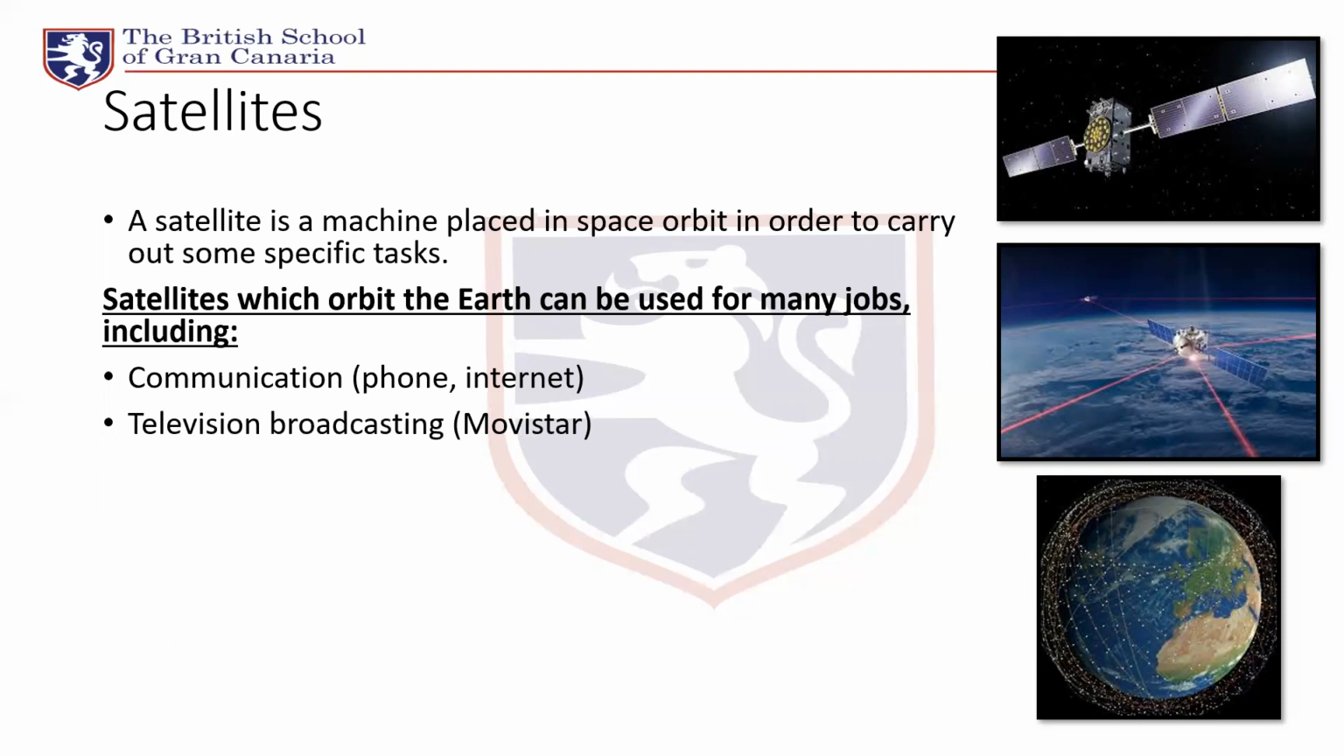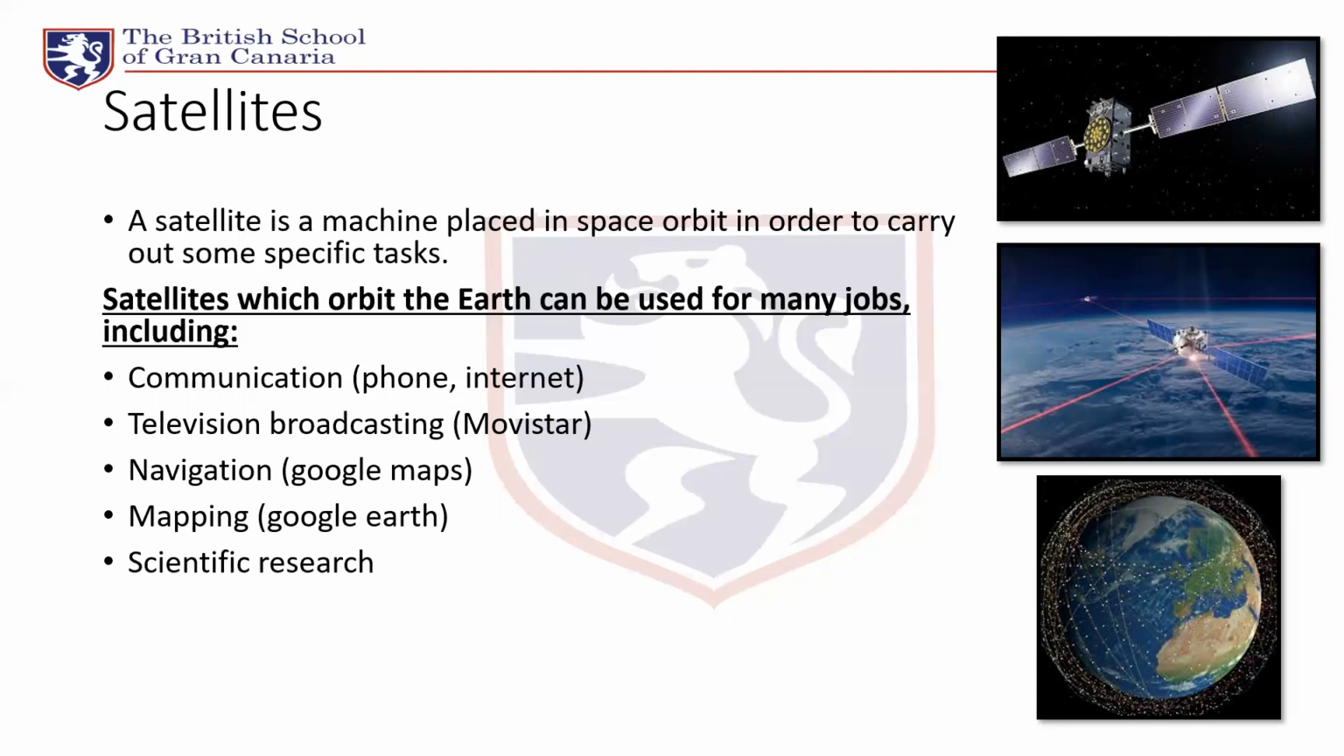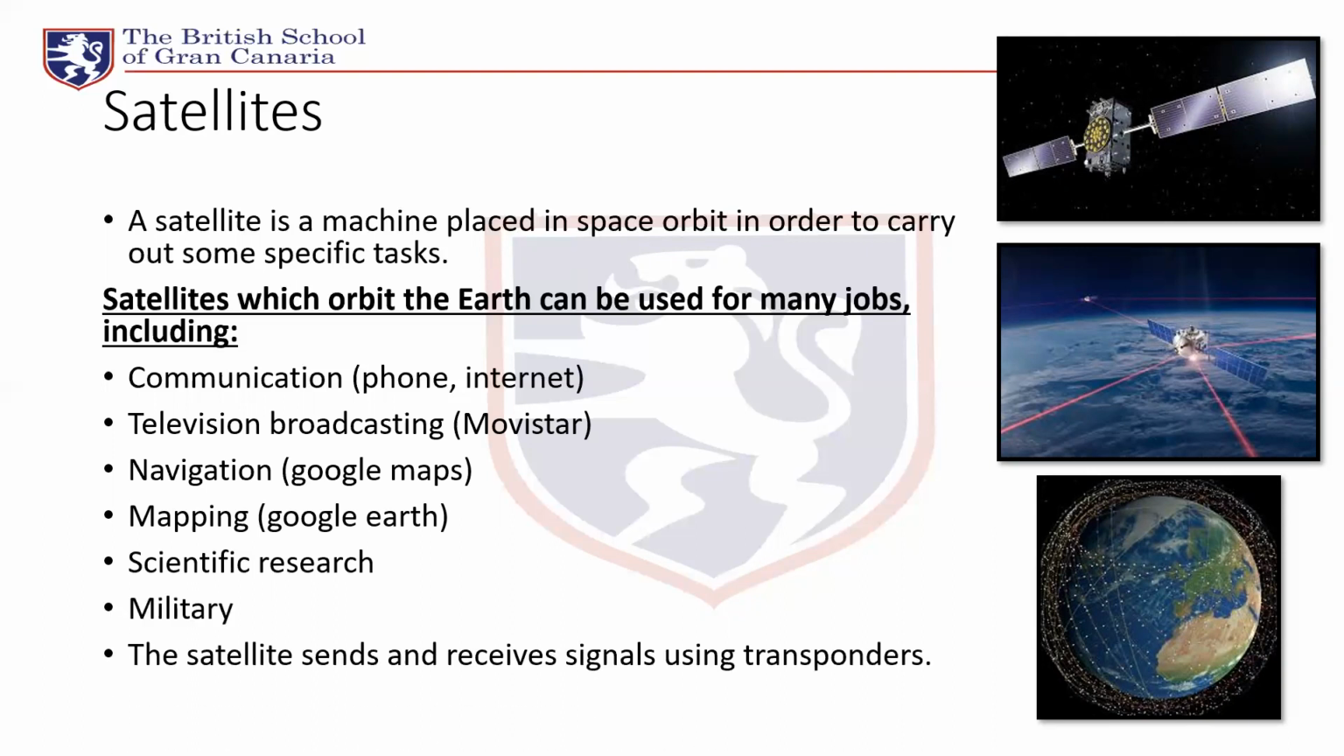Television broadcasting, so for example, maybe your TV is provided by Movistar. In the UK, our satellite TV would be called Sky. Navigation using Google Maps, mapping using Google Earth, scientific research, and military. Satellites can also send and receive signals using transponders. Looking at the images here, you can see some of the satellites, but look how many there are, and how they orbit the Earth.